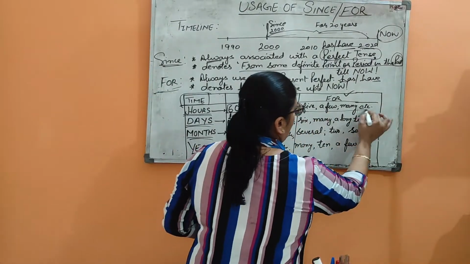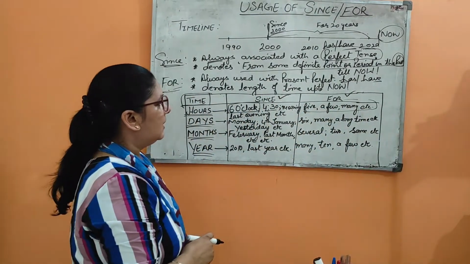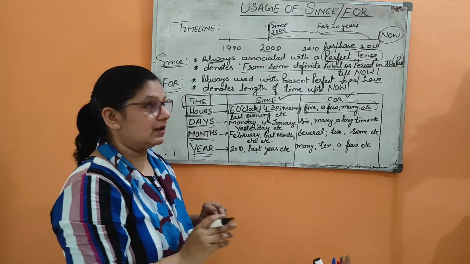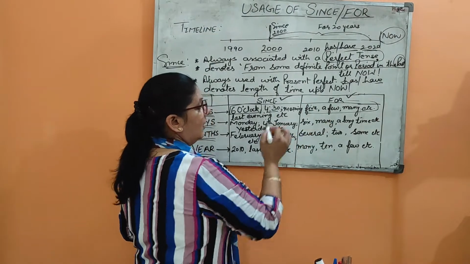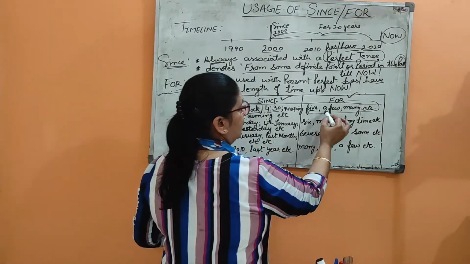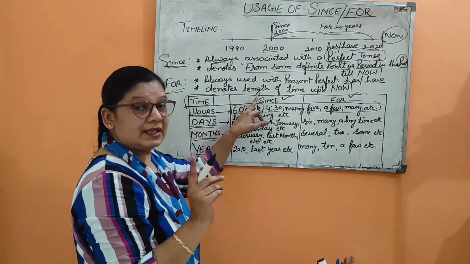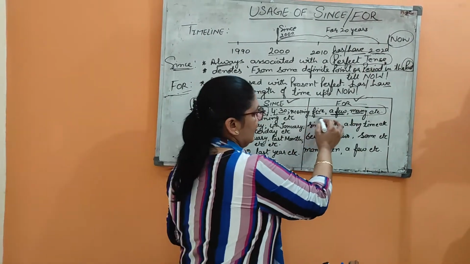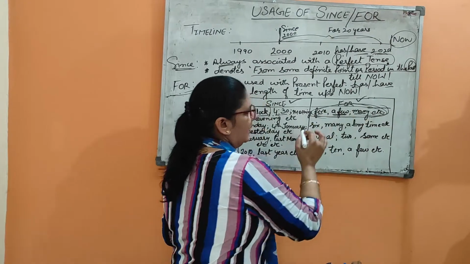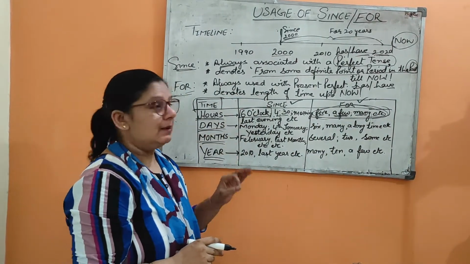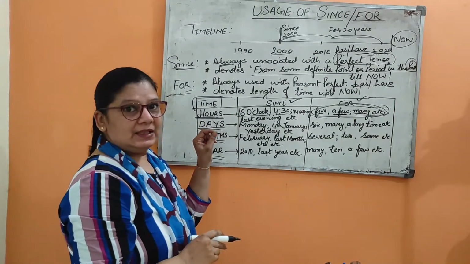We have to use hours with for, like I have been working for 5 hours, not since 5 hours. We have been working for 5 hours. They have been doing it for a few hours, not since. You may see that there is no point of time, there is only a period of time. And here we have mentioned a particular time, a particular clock time of the day.